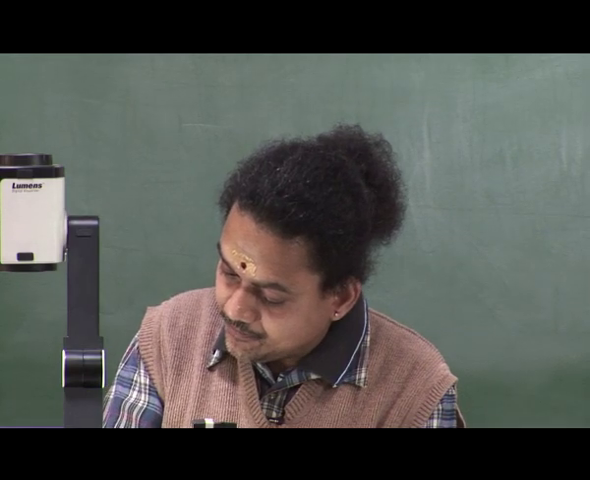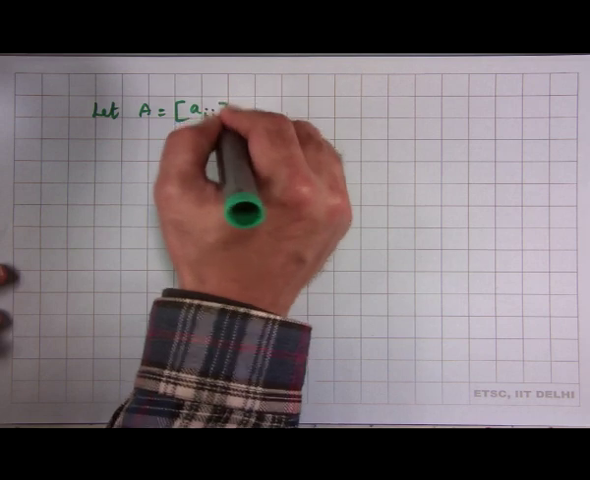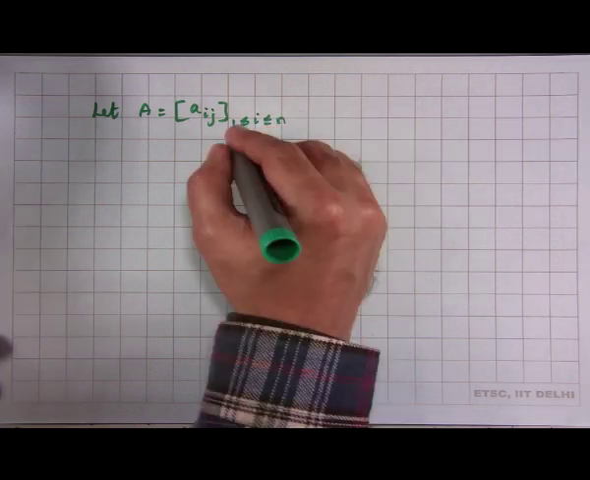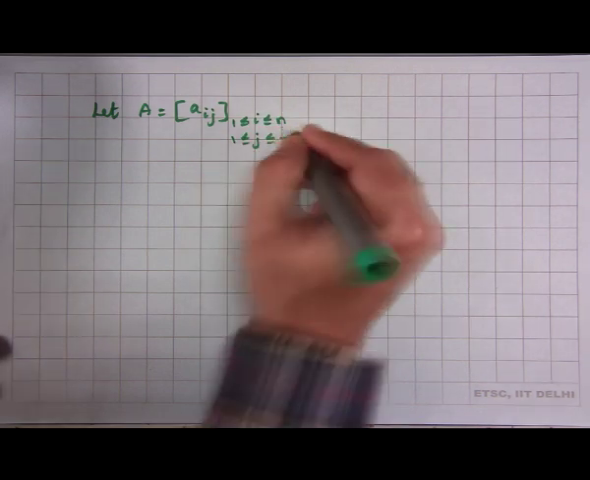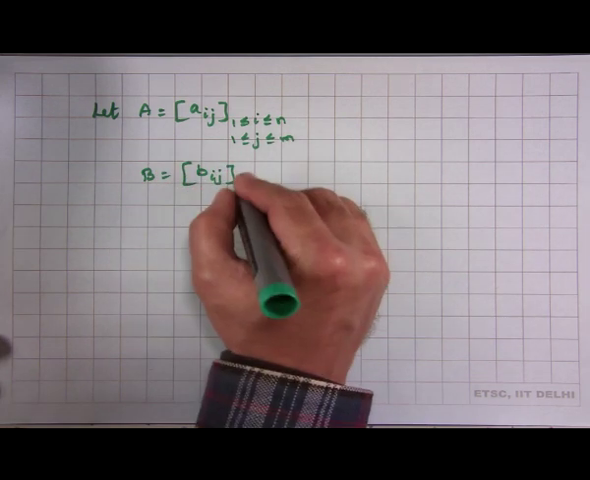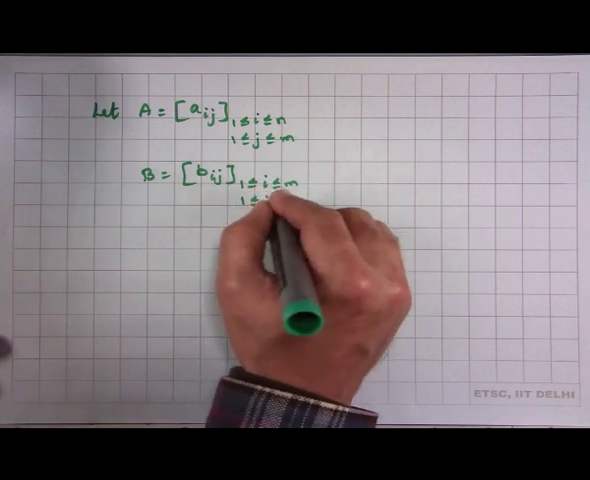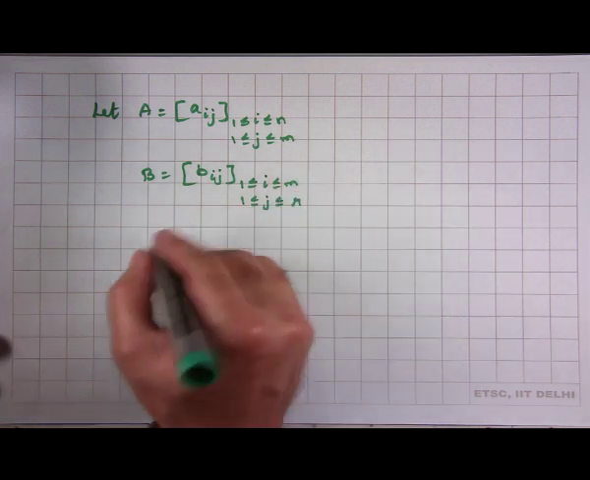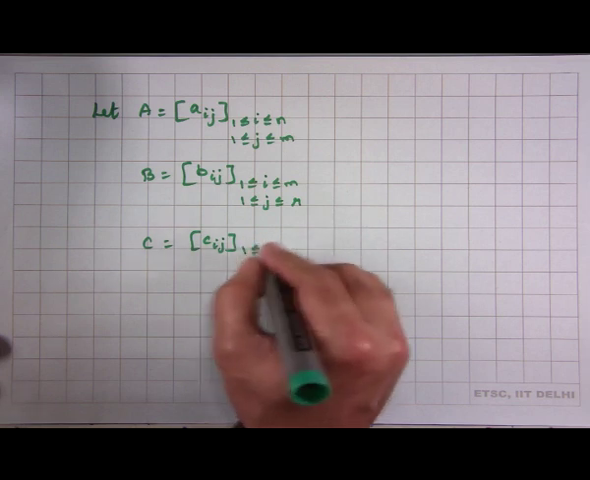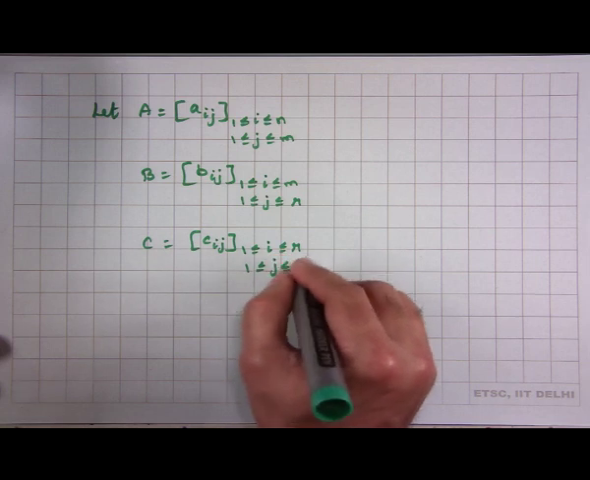So, let A equal to Aij, 1 less than or equal to i less than or equal to n, 1 less than or equal to j less than or equal to m, B equal to Bij, 1 less than or equal to i less than or equal to m, 1 less than or equal to j less than or equal to r and finally C equal to Cij, 1 less than or equal to i less than or equal to r and 1 less than or equal to j less than or equal to s.